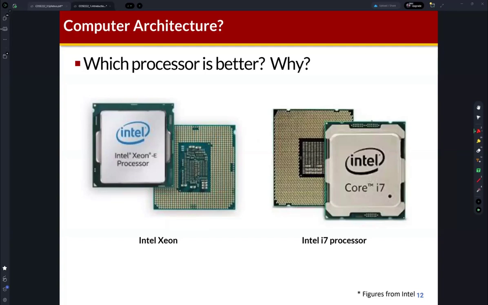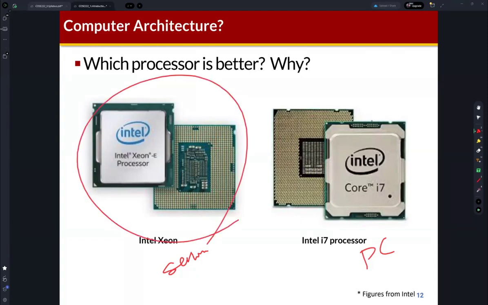This is the Intel Xeon processor, an Intel server CPU, and this is the Intel i7 processor, a CPU for personal use. So which is better? One is for servers, and this is for PCs, personal computers. Obviously, we can think that the Intel Xeon processor is better. It's much more expensive than the Intel i7 processor. Then why? How can you measure the performance between Intel Xeon and Intel i7?